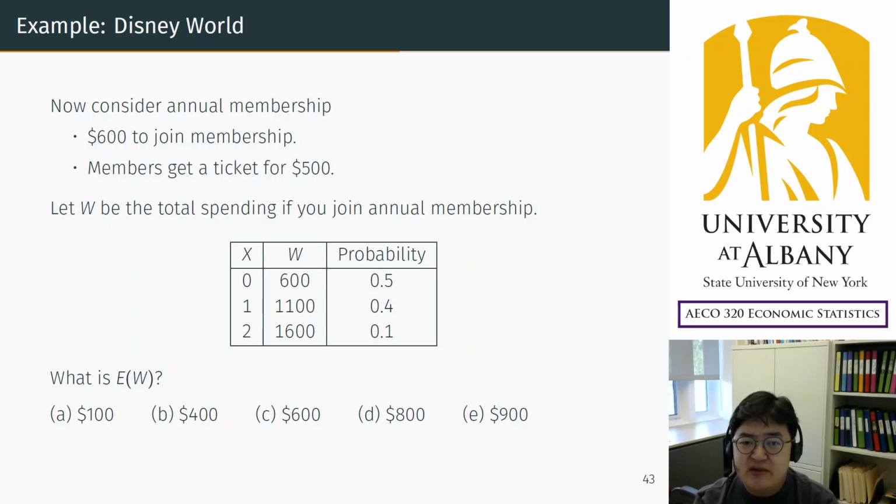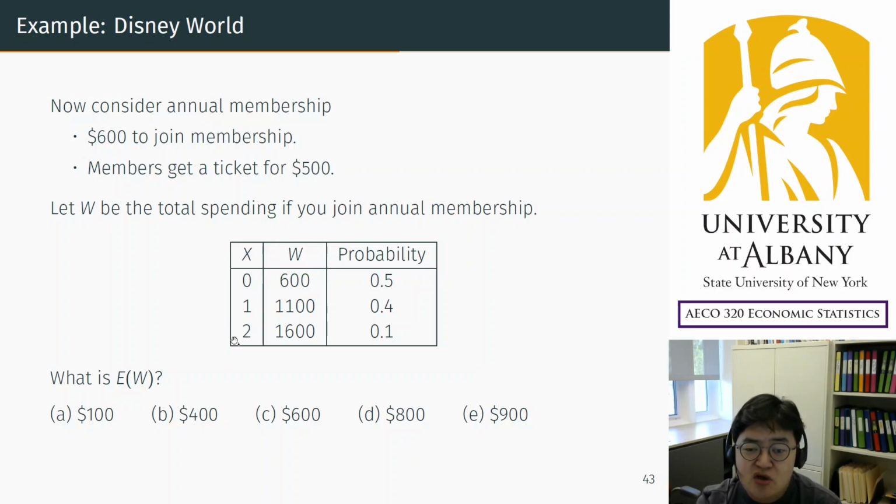The problem is, even if you become a premium member, you are still not going to use it with 50% probability, right? So if you pay the annual fee but do not go to Disney World, you are just losing it, right? That's the risk. Then, is it worth taking this risk or not?